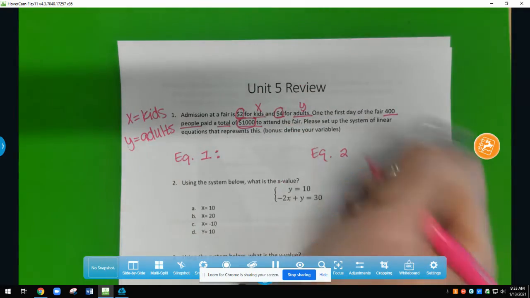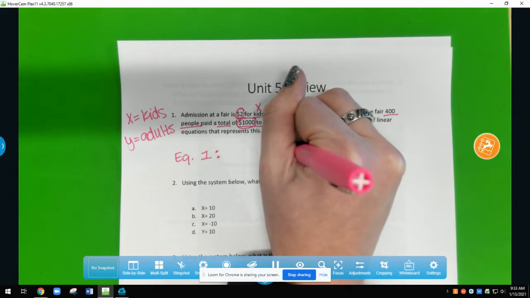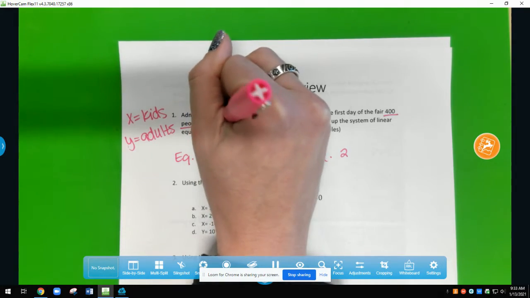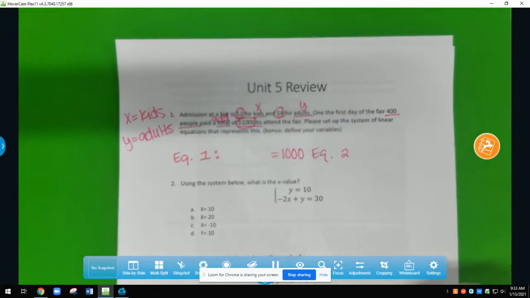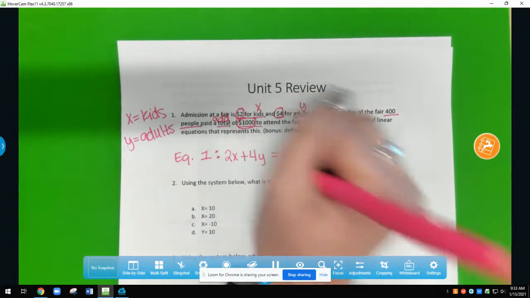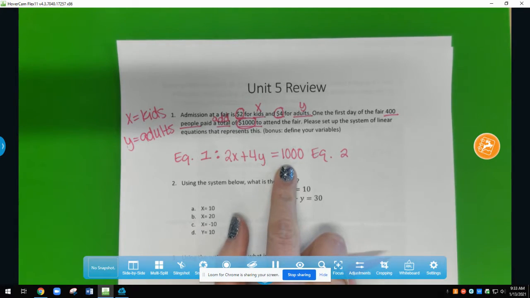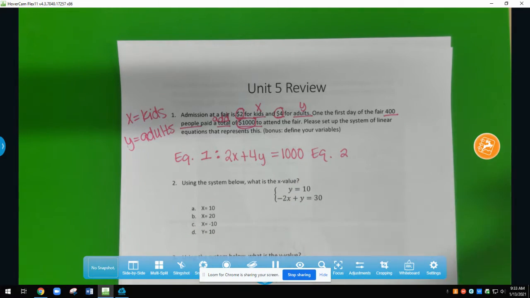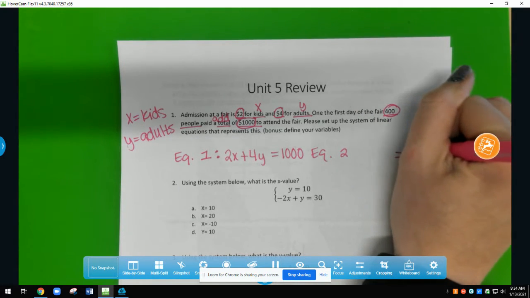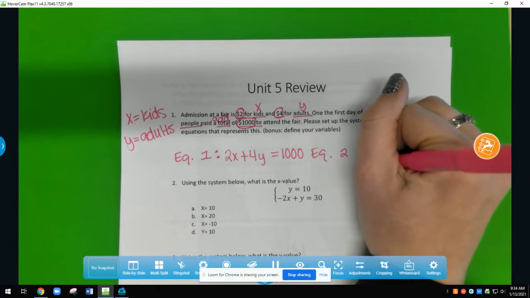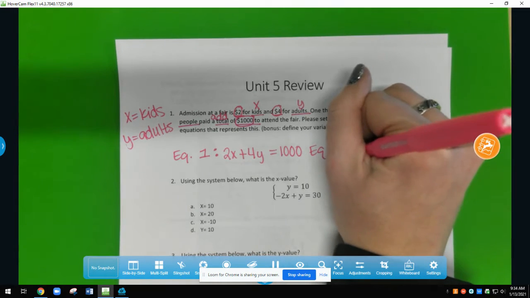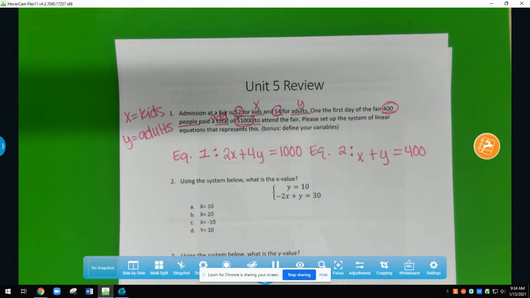So for the first equation, I know it's a total, so it's equal to $1,000. Remember, total means we are going to add. So I'm going to take 2x plus 4y, and that's going to equal $1,000. Then for equation 2, the total people, so that's going to equal 400. So I'm going to take the total number of kids plus the total number of adults to equal 400. And it just wants me to set it up.